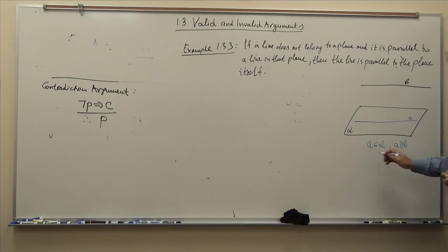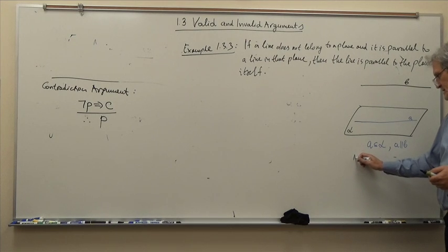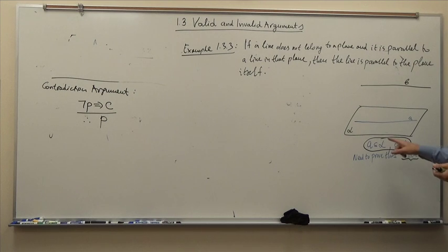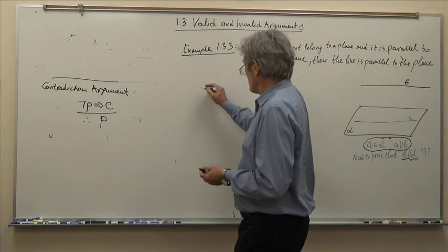And we need to prove that B is parallel to alpha. So I'll put a question mark there because these are the things that we can use. These are our assumptions, our premises, and we need to conclude that B is parallel to alpha. So we'll argue by contradiction: we'll assume that the premises are true, but that B is not parallel to alpha.